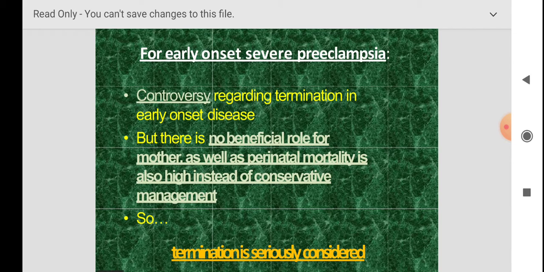What should be done in case of early onset severe preeclampsia? Here the dilemma, the controversy, is whether you have to continue the pregnancy or you have to terminate, because you have to balance between the risks and benefit. There is controversy regarding termination in early onset disease, but there is no beneficial role for the mother, and perinatal mortality is also high with conservative management. So termination is seriously considered in early onset severe preeclampsia.